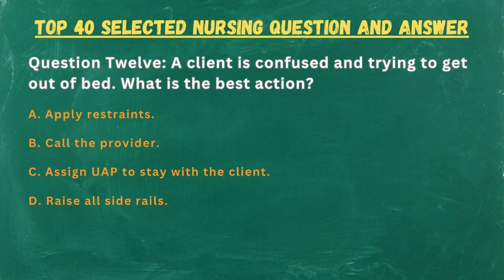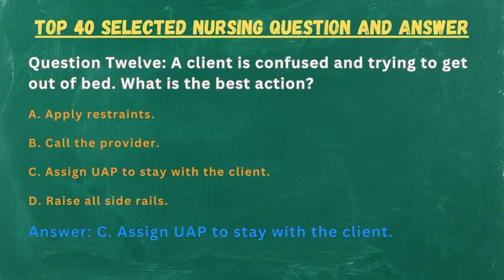Question 12. A client is confused and trying to get out of bed. What is the best action? A. Apply restraints. B. Call the provider. C. Assign UAP to stay with the client. D. Raise all side rails. Answer. C. Assign UAP to stay with the client.